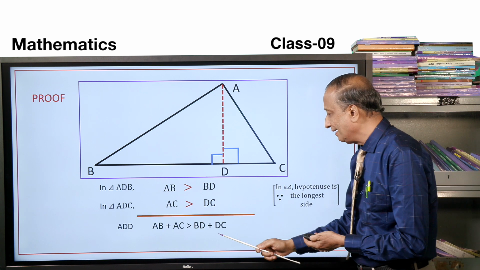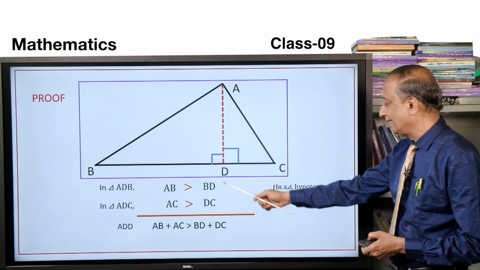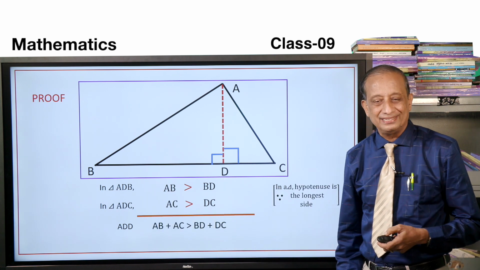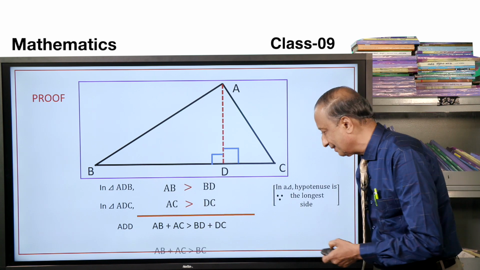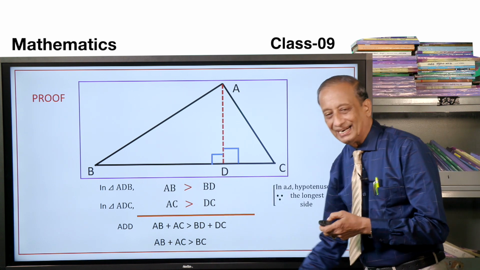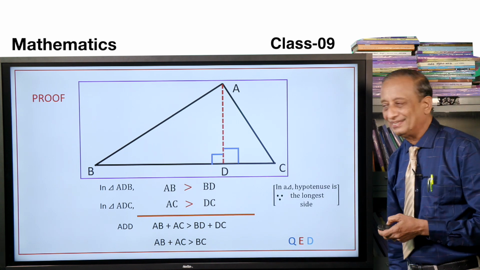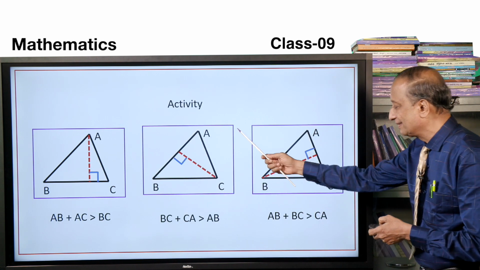Now, if you add these two inequalities, we get AB plus AC is greater than BD plus DC. What is BD plus DC, children? Look at the figure. BD plus DC is nothing but BC. Wonderful. We got the result in just hardly 3 steps. So hence it is proved. Okay, so now these are the two activities I am suggesting to you.